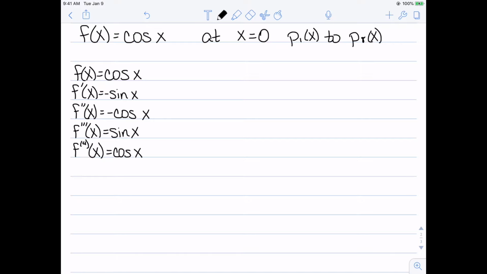In order to find p1 up to p8, I need the first 8 derivatives. However, these are going to cycle through. So the fourth derivative, the fifth derivative would be back to the first. And so we have this cycling thing with cosine and sine.